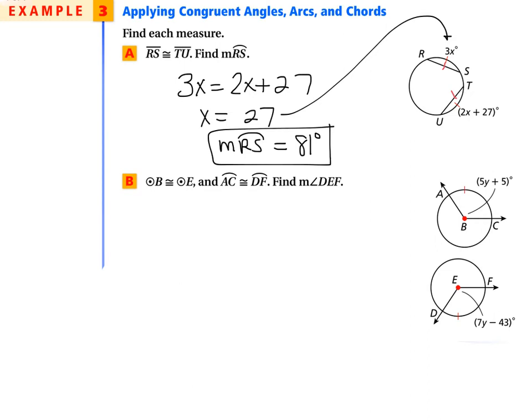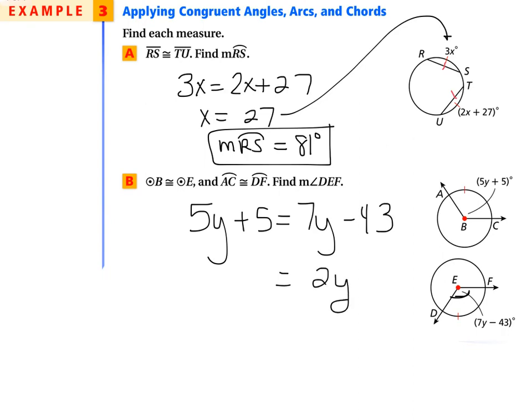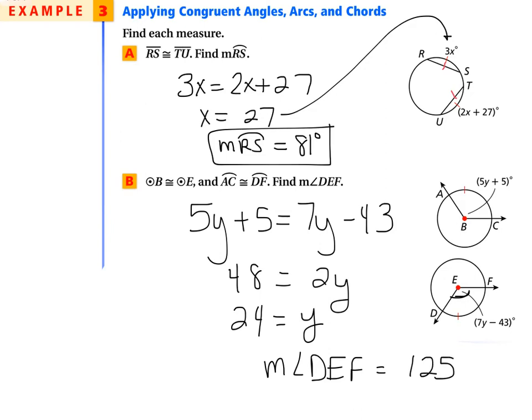In B, these two circles are congruent. Find the measure of angle DEF, which is this angle here, if their arcs are congruent. Well, if the arcs are congruent, the central angles are congruent. So 5y plus 5 equals 7y minus 43. That gives us 2y equals 48, which gives us y equals 24. Well, if the measure of angle DEF is 7y minus 43, we plug that in. 7 multiplied by 24, subtracted by 43, gives me the measure of angle DEF as 125 degrees.